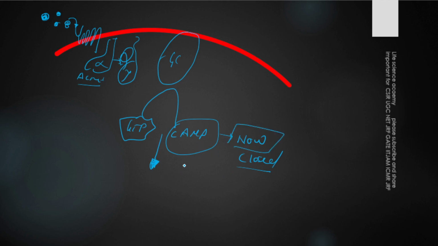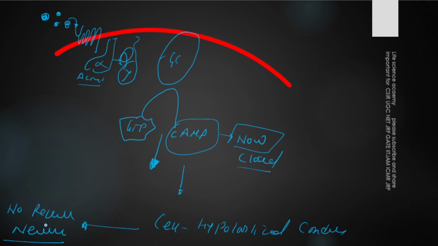As a result, what happens? The cell gets into a hyperpolarized condition. In the hyperpolarized condition, there is no release of neurotransmitter. It is the opposite working. Normally there is depolarization, but in case of dim light, hyperpolarization occurs.